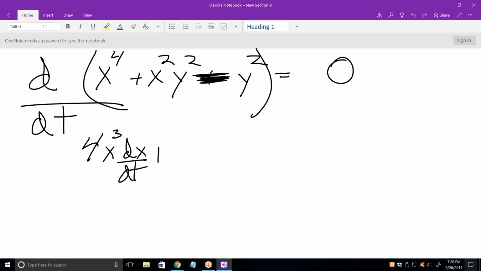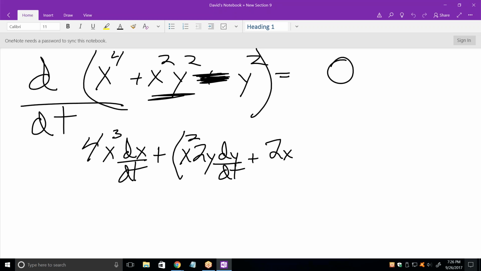Okay? Now, do this part again using the product rule. So then you'd have x squared 2y, and then would that be dy over dt? You got it. Plus what? 2x dx over dt. Hold on. 2x dx dt, because I was differentiating the x variable, times what?